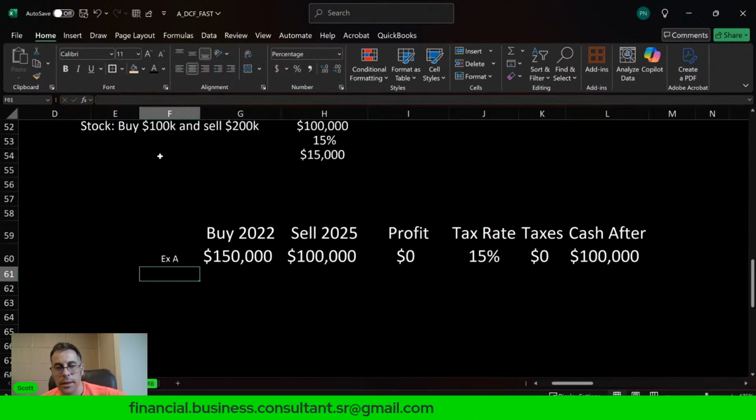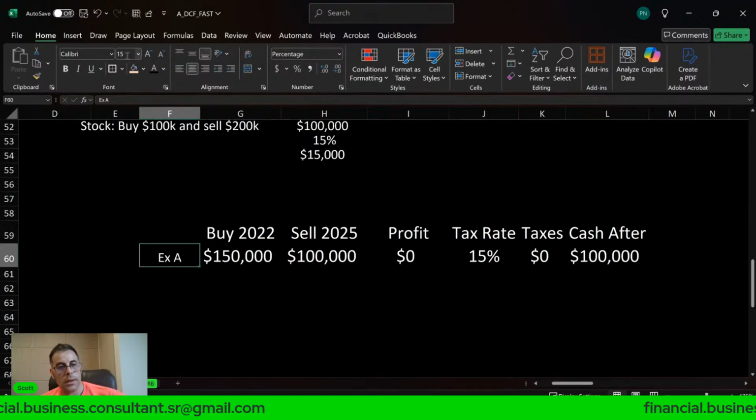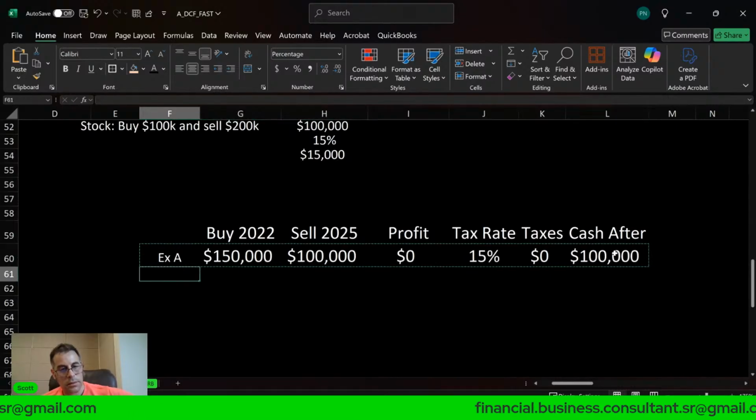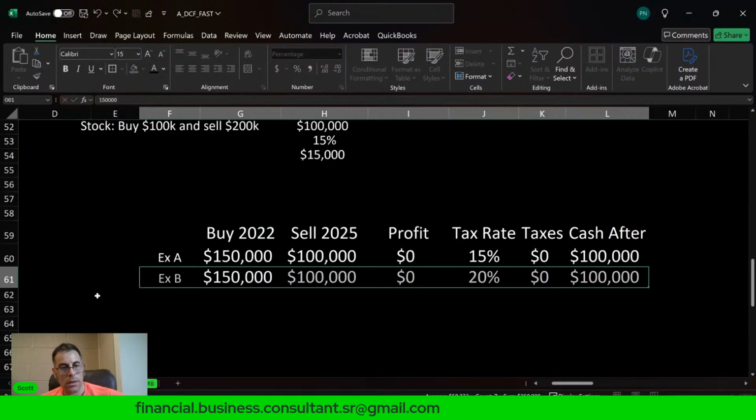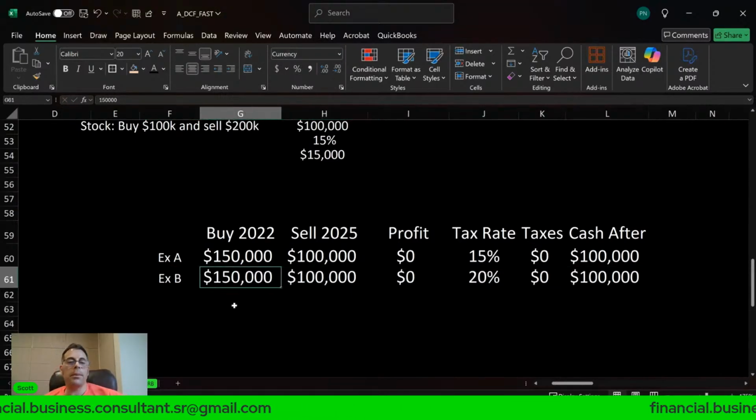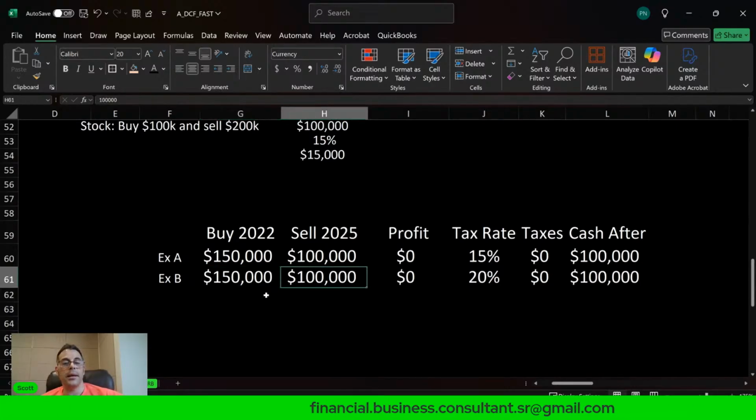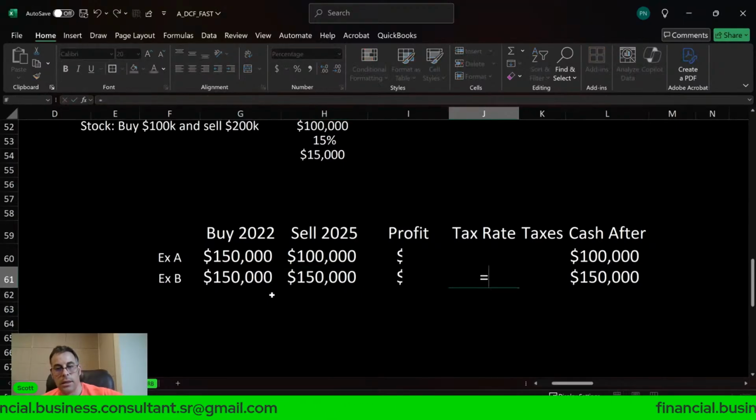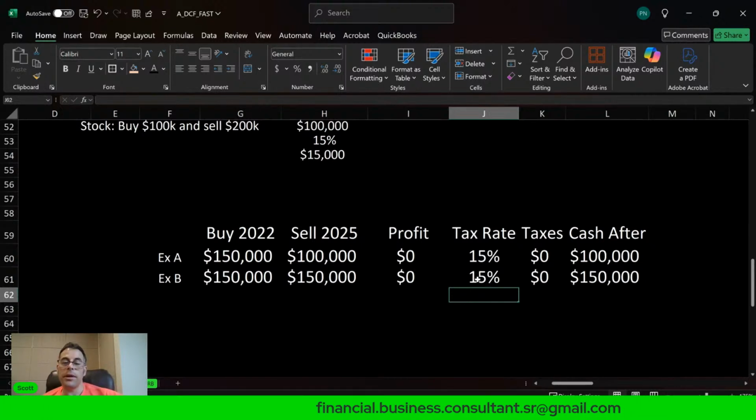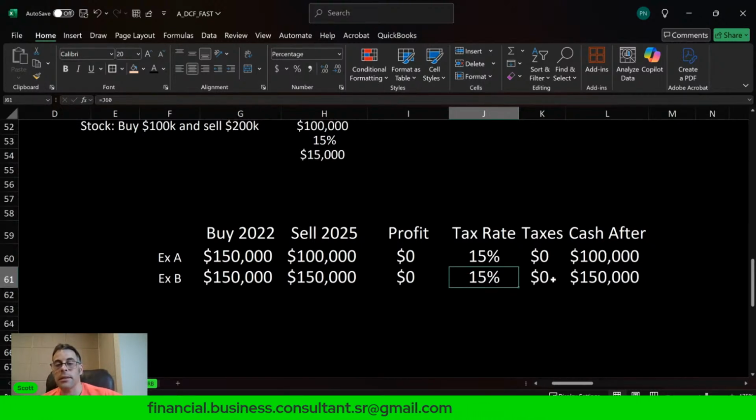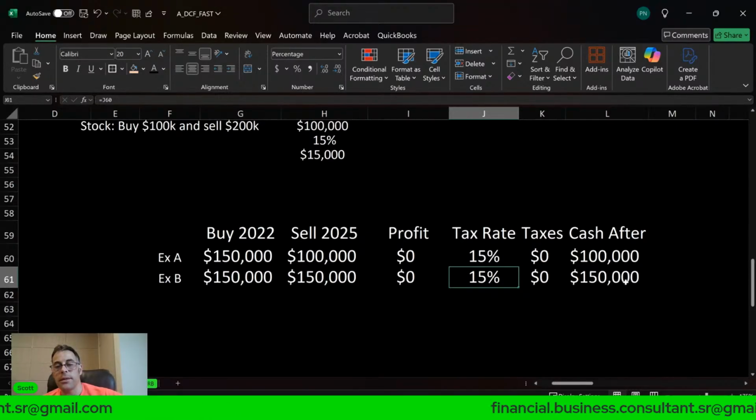So example A. Okay, example B, you buy a house in 2022 for 150K. You sell it for 150K. So your profit is 0. Tax rate is 15%, and you pay nothing in taxes because you didn't profit at all. So you end up with $150,000 after the sale.